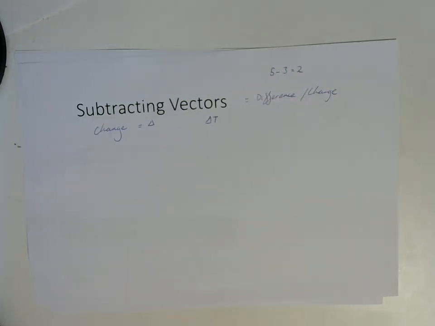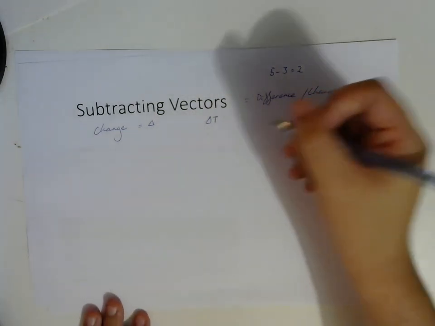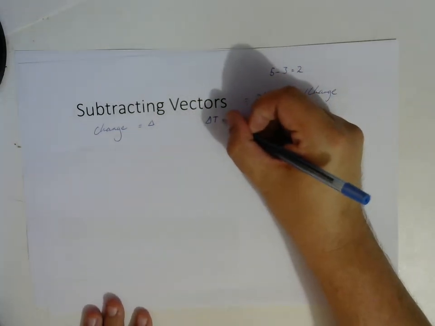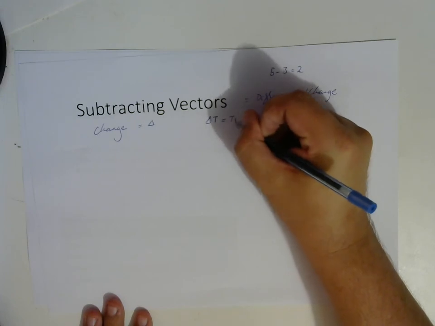So change in temperature would be equal to temperature final, F for final, minus temperature initial. F equals final, I equals initial, and we can define that as start and end.